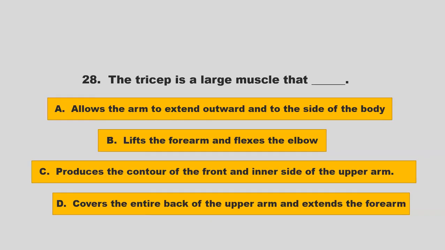The triceps is a large muscle that allows the arm to extend outward and to the side of the body, lifts the forearm and flexes the elbow, produces the contour of the front and inner side of the upper arm, covers the entire back of the upper arm, and extends the forearm. If you chose D, covers the entire back of the upper arm and extends the forearm, you are correct.